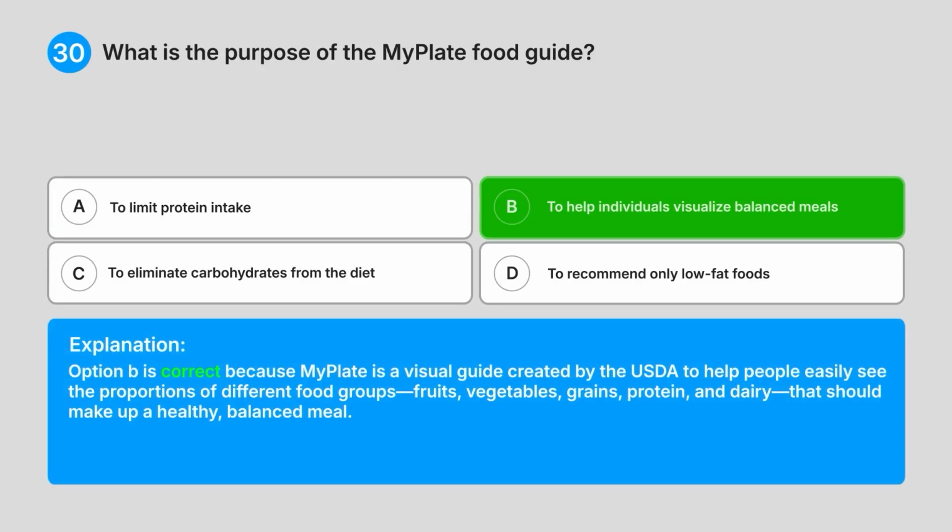Explanation. Option B is correct because My Plate is a visual guide created by the USDA to help people easily see the proportions of different food groups, fruits, vegetables, grains, protein and dairy, that should make up a healthy, balanced meal.